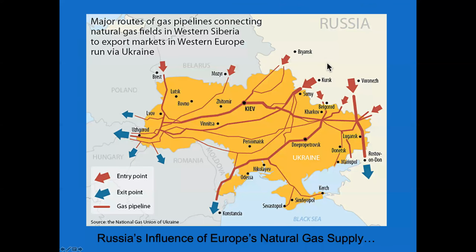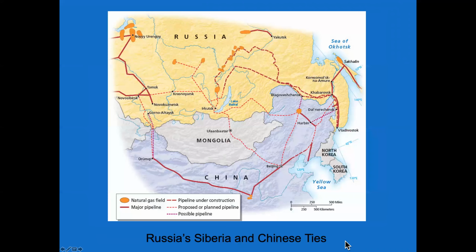Here's an example of pipelines going out of Russia into the Ukraine and out into places like Romania, Hungary, Poland, and eventually Germany. So Russia's influence on Europe's natural gas supply is dramatic. In addition to Mongolia and China. And again, China, with being such a big growing economy, needs a lot of energy. China is making a lot of inroads into renewables, but they're so big. I mean, remember, China is over 4 times the size of the United States, people-wise.